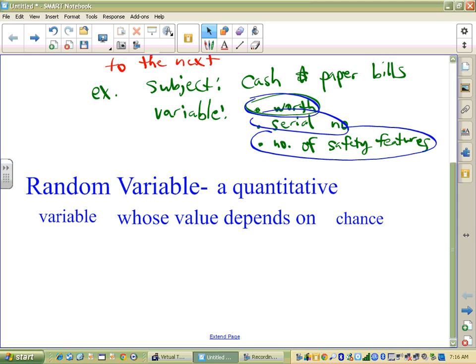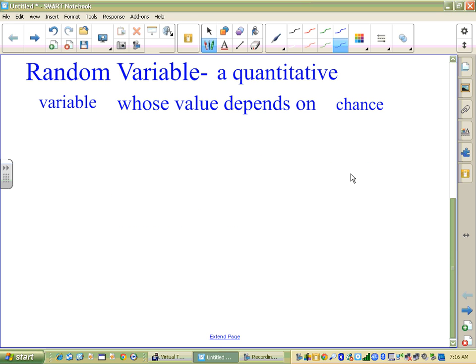So just some other examples of random variables. Examples.